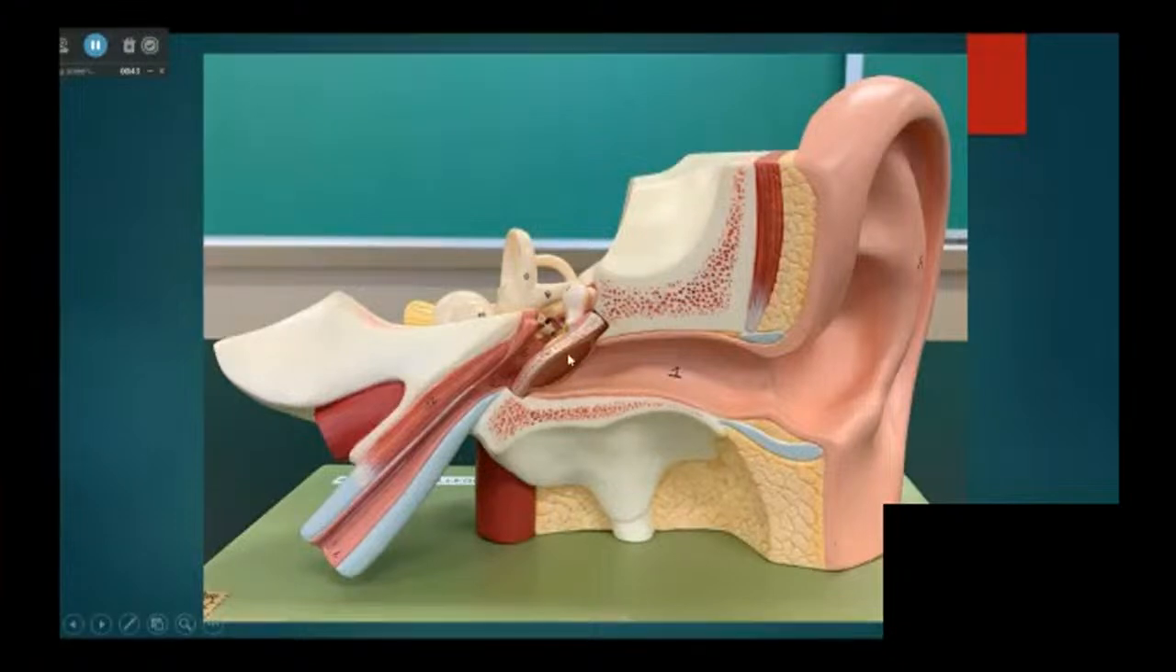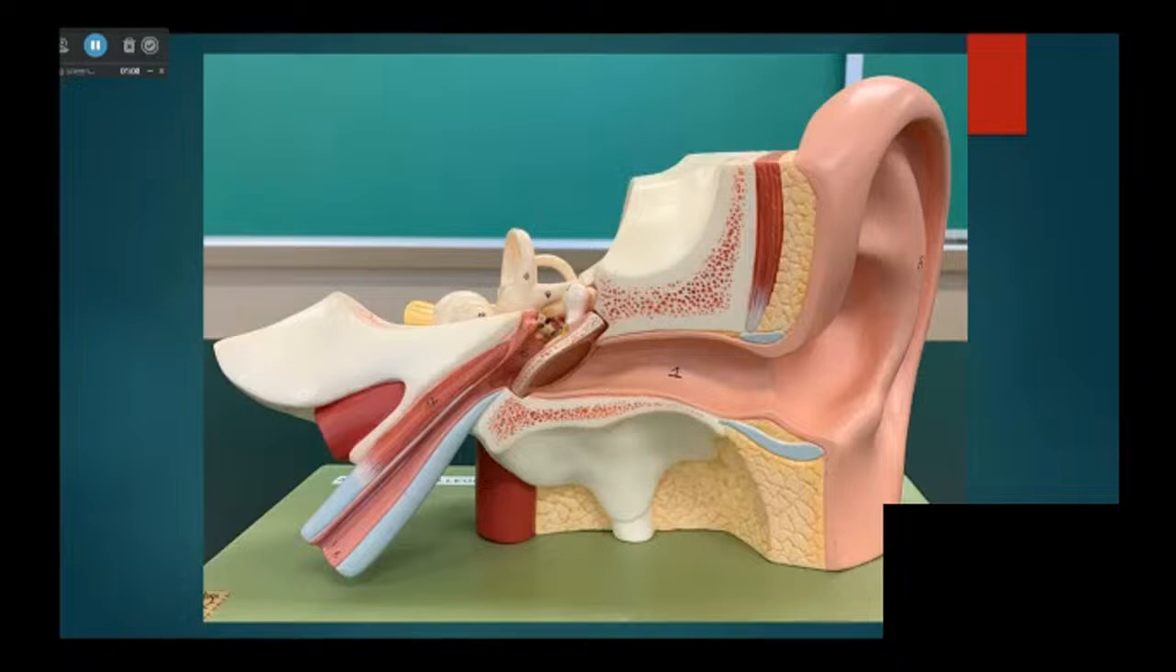We have the tympanic membrane. We're going to have the malleus, the incus is behind it, and then we have the stapes. This opening is the eustachian tube. In your book, it's called the pharyngeal tympanic tube or the auditory tube. All three are interchangeable. The term is eustachian tube.